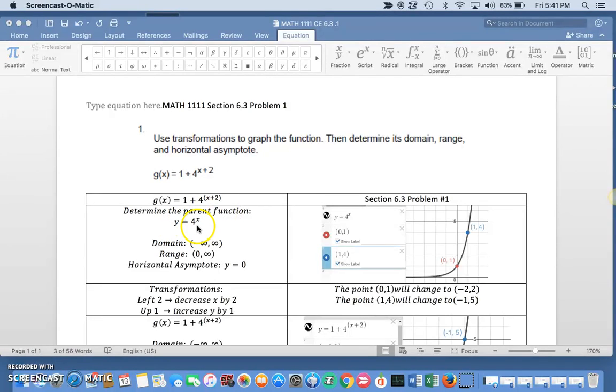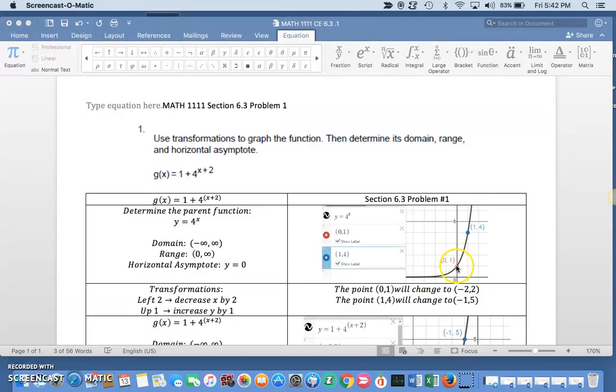It's a basic exponential, some base raised to the x. This base happens to be 4. So think about when x is 1, when x is 0, and maybe even when x is negative 1. The domain of that function is all real numbers, negative infinity to positive infinity. The range is from 0 to infinity, and the horizontal asymptote is y equals 0. This is what the parent looks like.